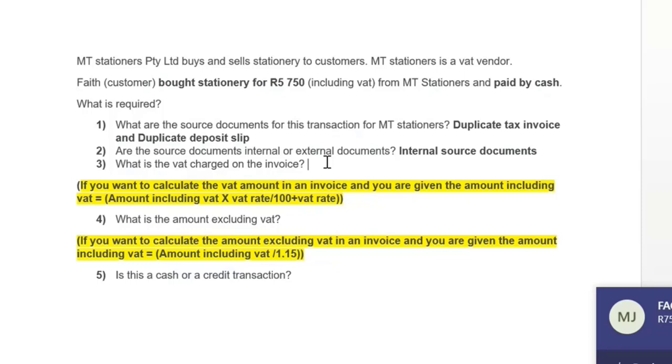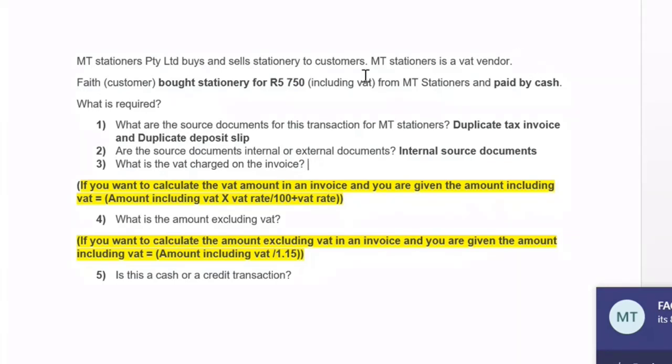Malibongo is saying 750. Guys, do you agree with Malibongo? Malibongo is saying it is 750. Faith is saying yes. Faith agrees. Anybody else? Malibongo is saying 750, and Faith is saying yes to the 750. And then Maluse is saying it's 805.